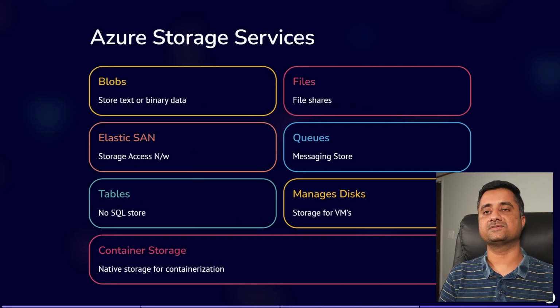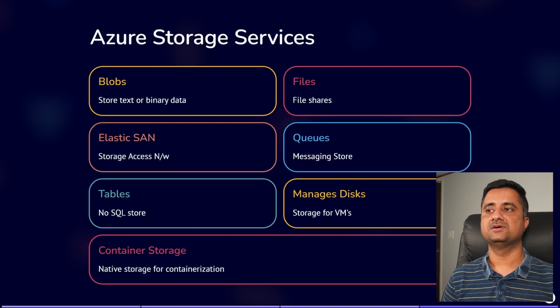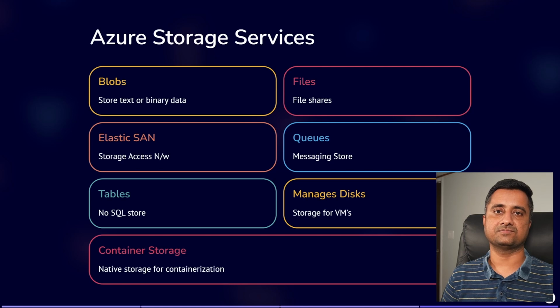So what are the different types of Azure Storage services? We have blobs, which are mainly used to store your bulk data. Text or binary raw data can be stored in blobs. Files: file shares are typically used with the SMB file transfer protocol, mostly for files used directly within Windows, Mac, Linux or any different operating system. Elastic SAN, as you know, storage area network, could be used in a hybrid setup with your on-prem environment or within Azure itself.